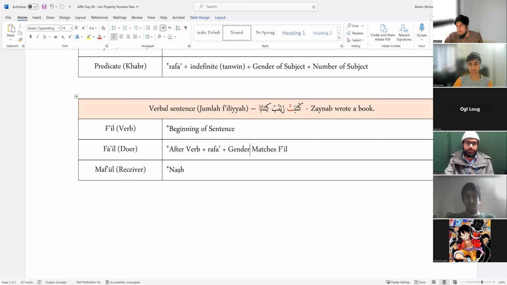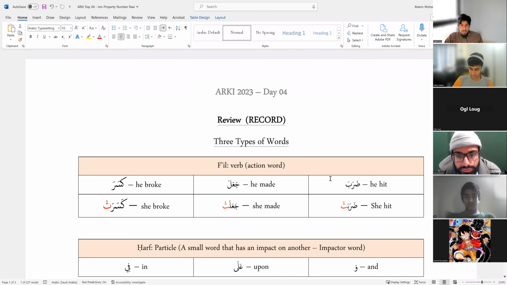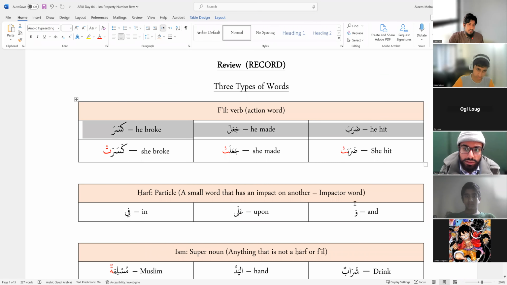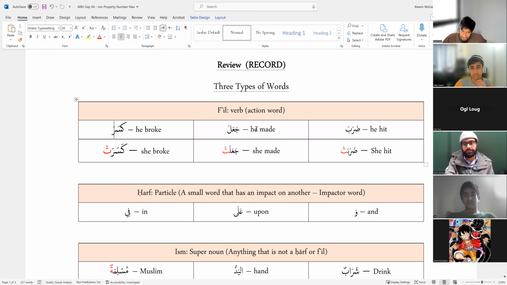Somebody asked, does the fi'il have a consistent status? I.e., is this verb here rafa, nasab, or jar? You guys tell me. All these verbs that we've studied so far, what state do you think they're in? Is it rafa, nasab, or jar? Nice. Okay, so most of you said nasab, right?